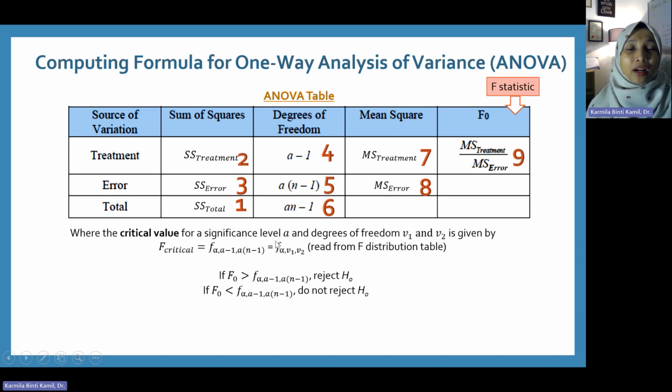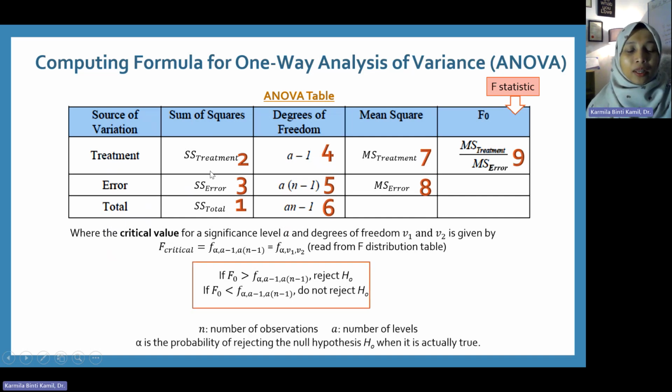So what are the formulas for all the values in the table? Before that, what is N for? You see N here, right? N is the number of observations. Remember, in the introduction part that we had just now, N refers to the number of observations. A is the number of levels.